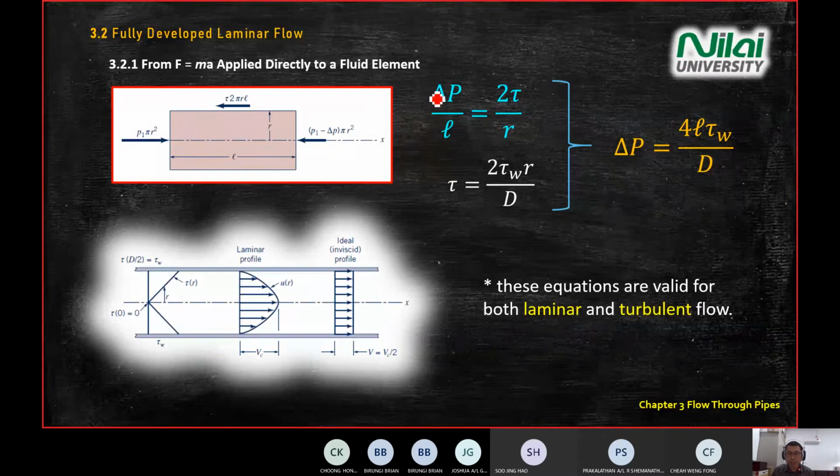So again, you can say that these three equations are very important, because we always look at either laminar or turbulent. For this module, we do not look at transitional flow. Okay, at least I give you hints already. I will not ask you on transitional flow.